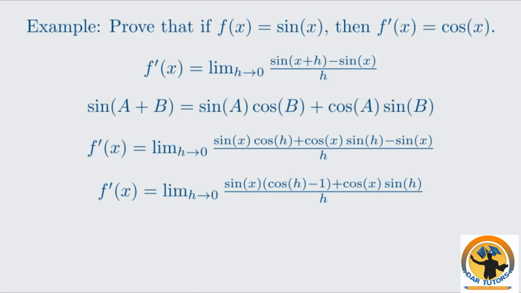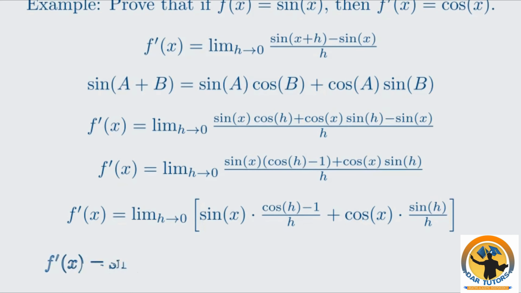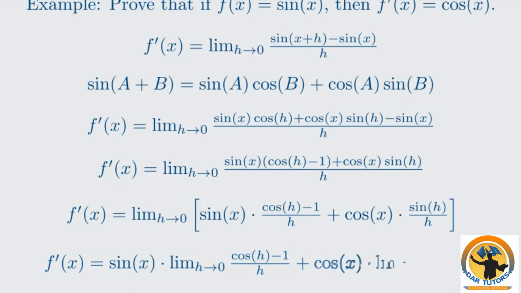We can split this into two separate fractions. f prime of x equals the limit as h approaches 0 of sine x times the quantity cosine h minus 1 over h, plus cosine x times the quantity sine h over h. Since x is independent of h, we can pull sine x and cosine x out of the limit. This gives us sine x times the limit of cosine h minus 1 over h, plus cosine x times the limit of sine h over h.